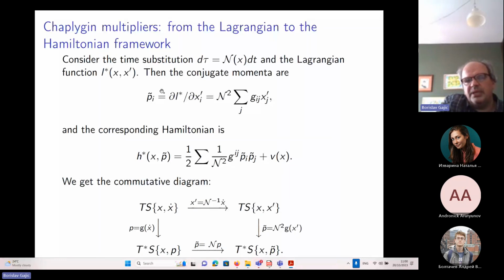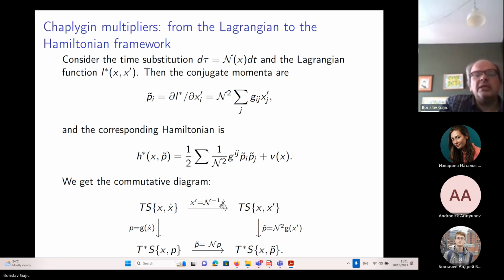Then introduce this pi sigma, this is dL star over these new velocities. And then there is the corresponding Hamiltonian, and we see that we have this commutative diagram. So if we have a Chaplygin multiplier to pass from TS, again in new time, to the system, and then make the Legendre transformation, it is the same as first doing the Legendre transformation and then using this change, that P sigma is equal to n times P.